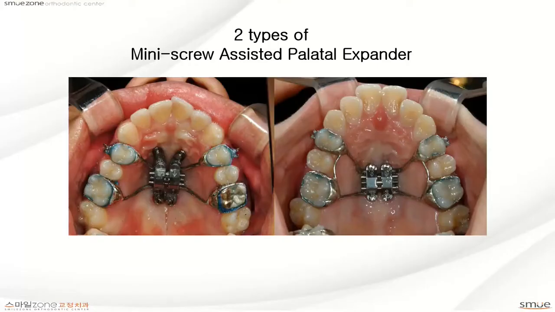Это один из его первых пациентов, где они установили аппарат быстрого расширения. И видите, установили 4 мини-винта для того, чтобы это расширение проводилось у взрослого пациента.